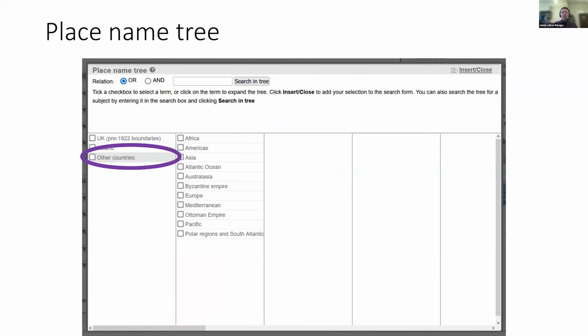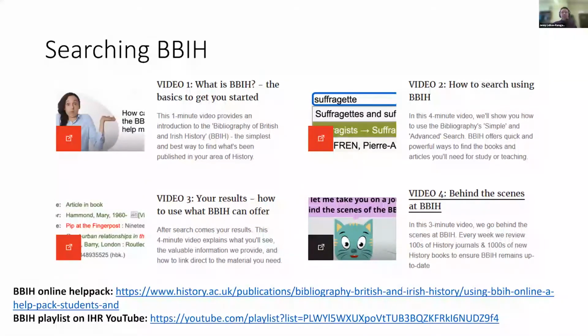So the bibliography also allows you to search by geographical location, and that is within the place names tree. Again, you can search by typing a country or a town or a place into the search box at the top of the screen, or by navigating the other countries level. For more information about searching the bibliography, I highly recommend watching these online tutorial videos, which will help you search the bibliography more effectively, and will also give you some information about how the bibliography is updated. All the links will be circulated after the session as well.